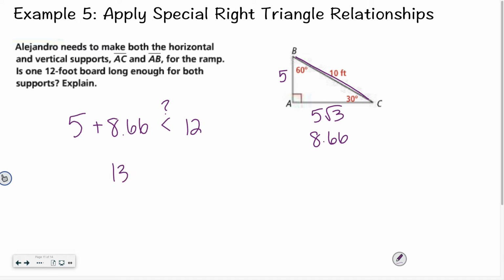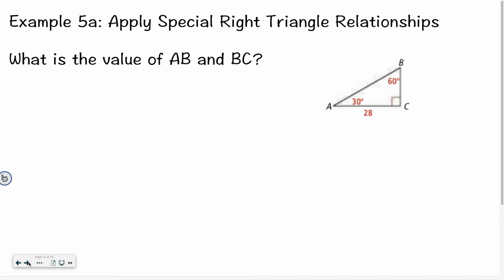No, that's going to be 13.66, which is greater than 12. So the answer would be no, the board is not long enough. All right, and then I want you, this should say question 5A, sorry. I want you to try this one, okay? So you have a 30, 60, 90, and I want you to solve for AB and BC. Good luck.